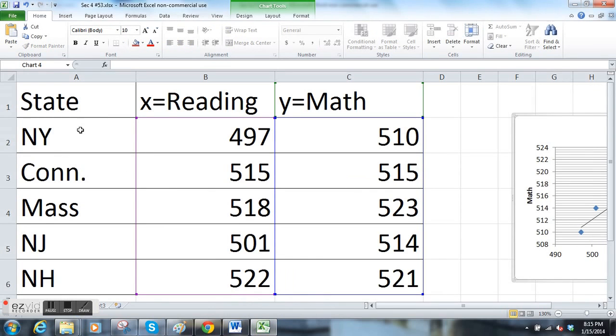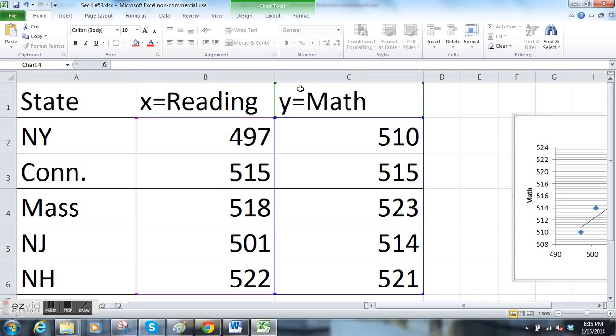So the question gives you the information for the SAT scores for the reading score and the math score for 5 different states: New York, Connecticut, Massachusetts, New Jersey, and New Hampshire. So here are the reading SAT scores, and here are the math SAT scores. And in this case, the problem wants you to use the reading scores as a predictor of the math scores. So reading is X and math is Y.